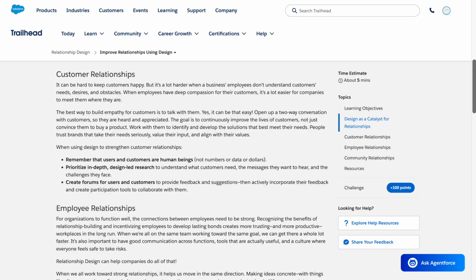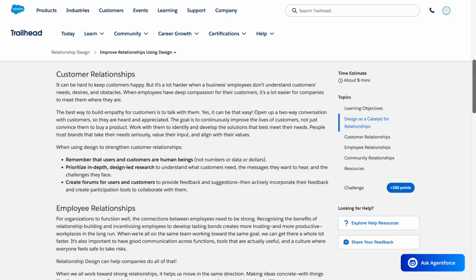Open up a two-way conversation with customers so they are heard and appreciated. The goal is to continuously improve the lives of customers, not just convince them to buy a product. Work with them to identify and develop the solutions that best meet their needs. People trust brands that take their needs seriously, value their input, and align with their values.